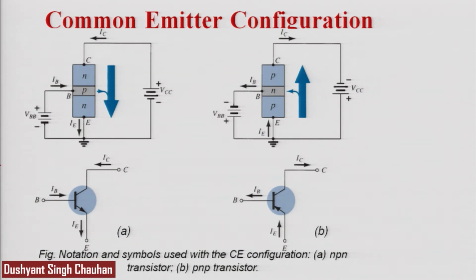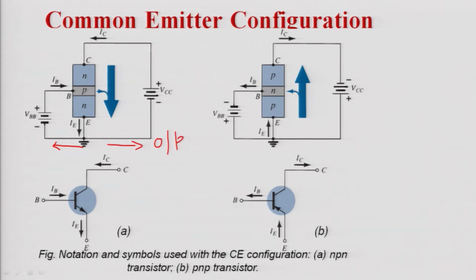As the name suggests, when the emitter terminal is common to both the input side and the output side. That means we can say that this terminal, the emitter terminal, is common. So, this configuration is known as common emitter configuration, or somewhere we can say that this emitter terminal is grounded also. So, both things can be used to explain the configuration.